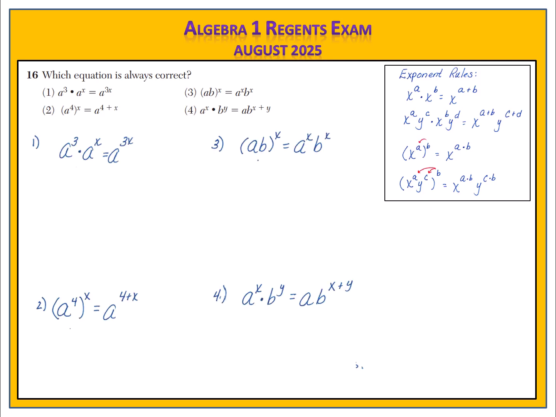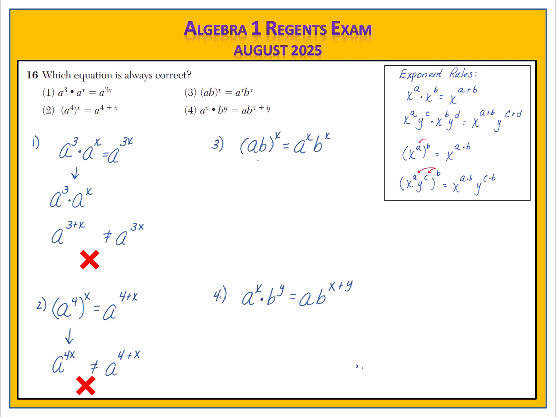We look at the four choices. Choice 1, a to the third times a to the x. I would add those exponents together. That would be a to the 3 plus x, not a to the 3x. That is an incorrect statement, so choice 1 is not the answer. Choice 2, I have a to the 4 to the x. When I have a power raised to a power, I can distribute the exponent in. So that would be a to the 4x, not a to the 4 plus x. Choice 2 is not correct.